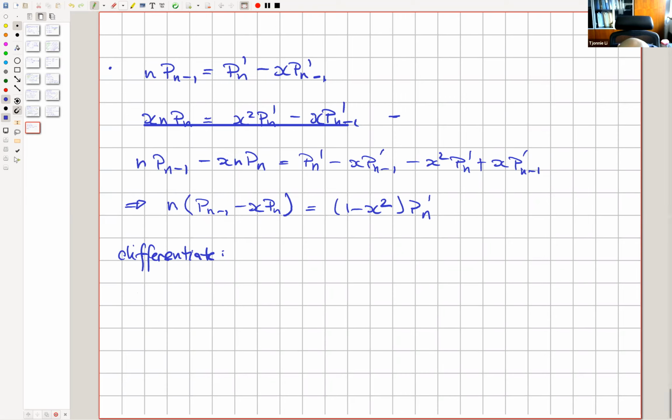Okay, so what do I get? I get 1 minus x squared p double prime n, right? That's this side here, minus 2x pn prime equals n minus 1 prime minus x pn prime, and all of this minus pn.